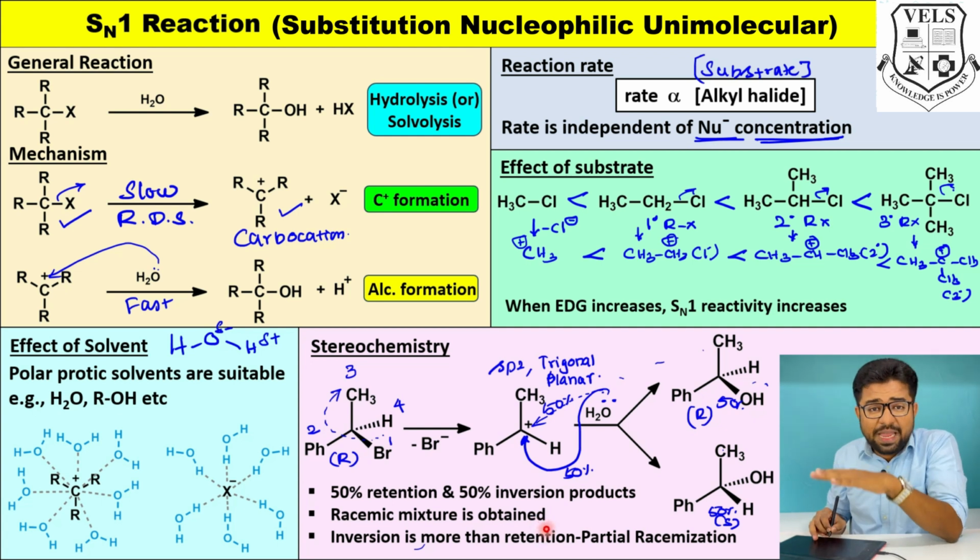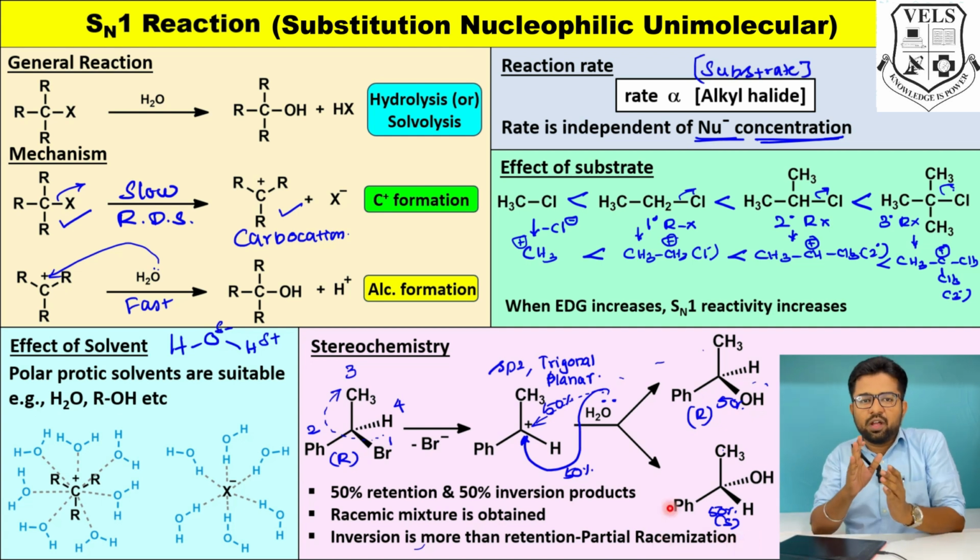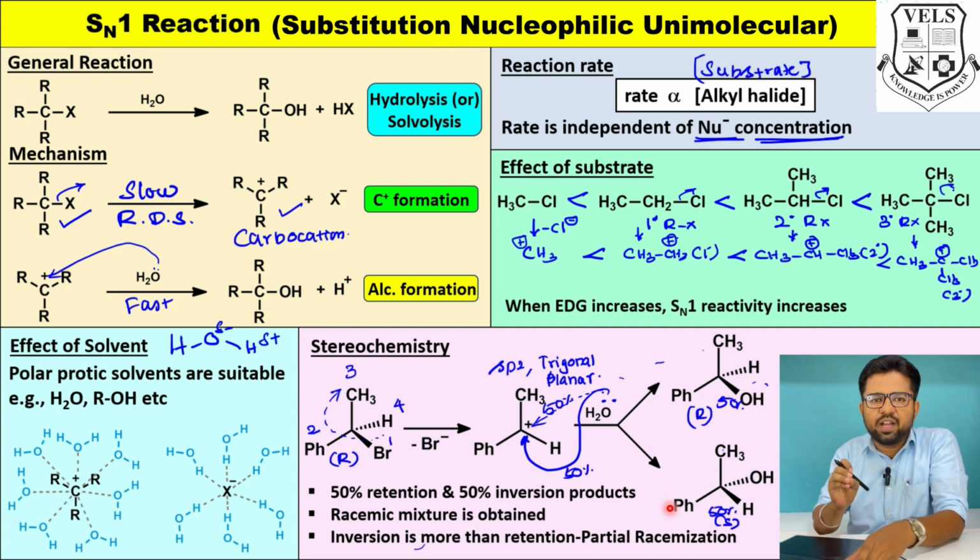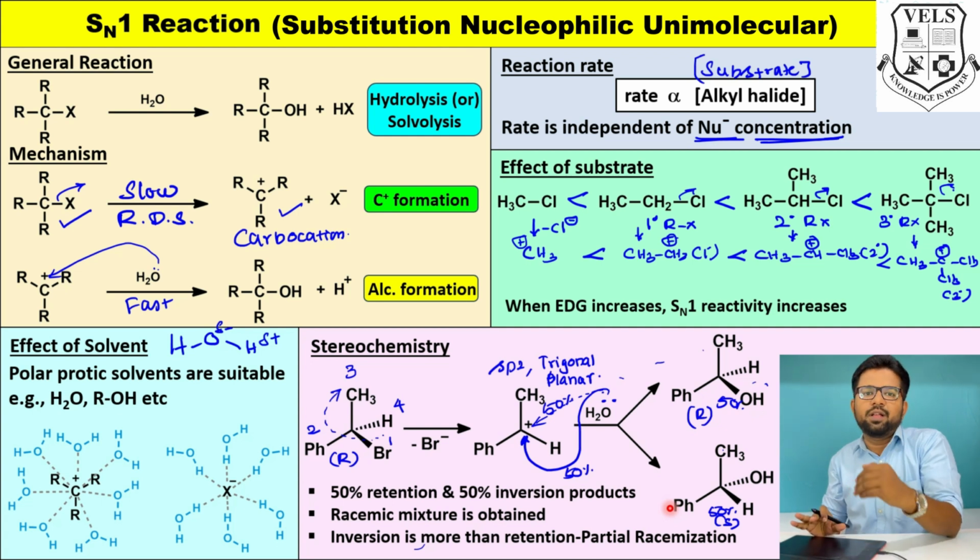Okay, so this is about the basic level of the SN1 reaction. And if you want to know the SN1 reaction stereochemistry at an advanced level, the inversion product is always obtained more than the retention product. That means the inversion product will be slightly in excess and the retention product slightly lower. This phenomenon is known as partial racemization. So if you are studying at a basic level, you can write that in an SN1 reaction a racemic mixture is always formed. And if you are studying at a slightly higher level, partial racemization is always formed.